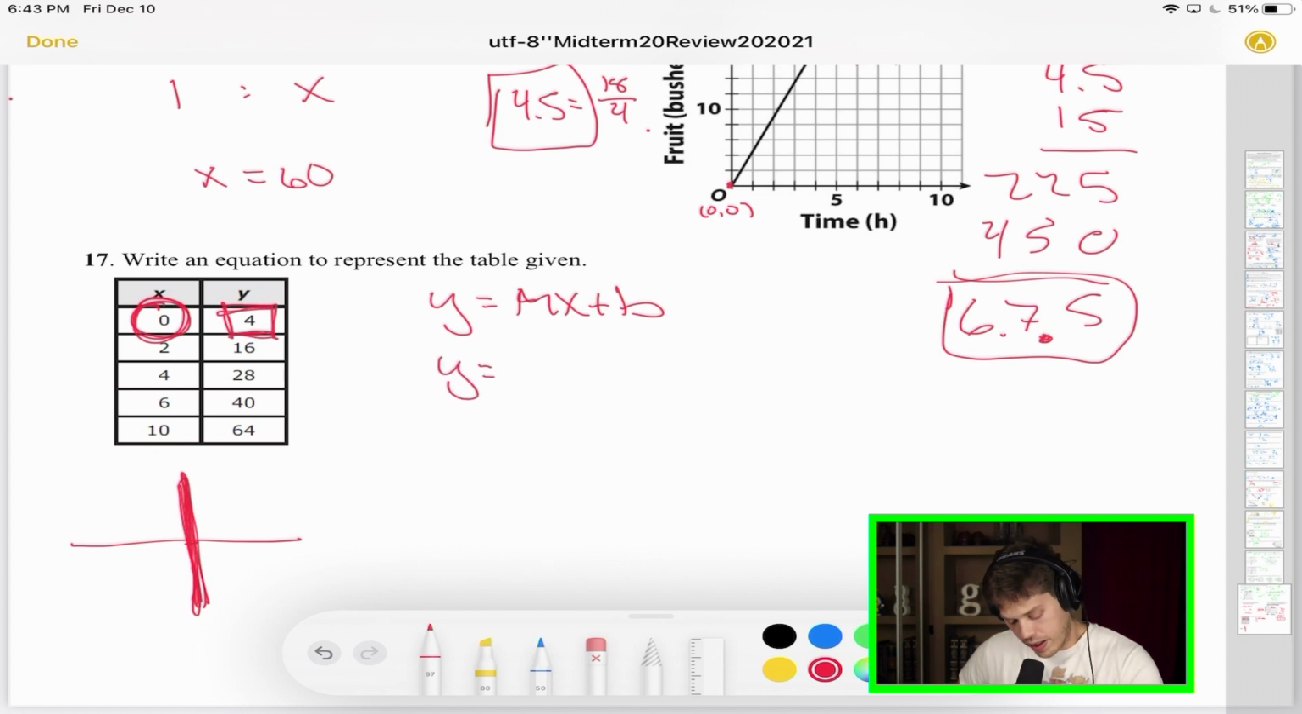So far we have y equals mx plus 4. Now we need to find our slope. What's our slope? Our slope is our change in y over change in x. So how do you go from 4 to 16? That's a change of 12. And how do you go from 0 to 2? That's a change of 2. So our slope is change in y over change in x, or rise over run. So this is 12 over 2, which is 6. So our slope is 6. So our equation and answer to the last problem is y equals 6x plus 4.